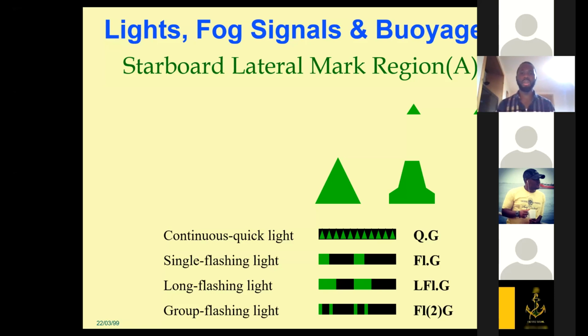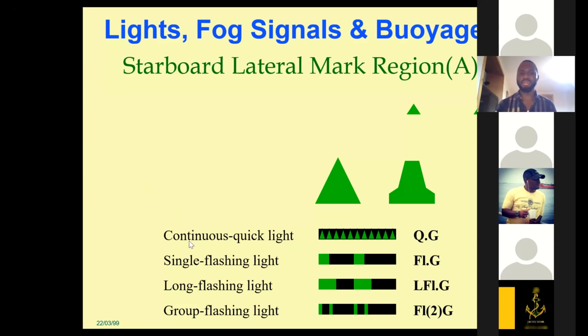You should know that, depending on the color, which is a green light, if you are in region A, you might be in Europe, you might be in Nigeria, some part of Asia as well. You really know that this is a starboard lateral mark. This is how they start: starboard lateral mark, any other flashing apart from 2 plus 1.